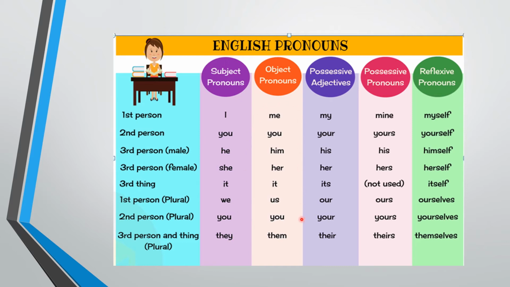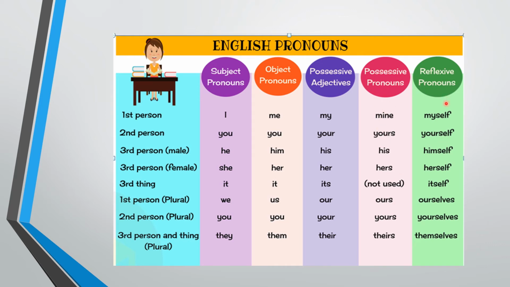When we are moving to the object pronoun, the object pronouns are nothing other than me, you, him, her, it, and so on. When we are moving on to the possessive pronoun, it represents the subject. What are they? Mine, yours, his, hers, ours. So it will denote the ownership.